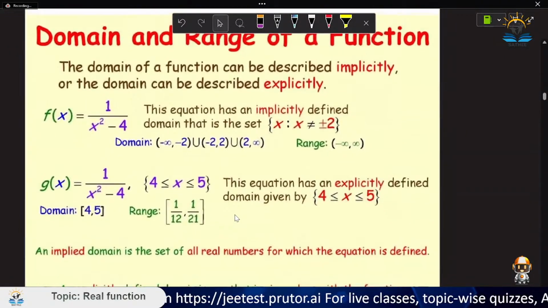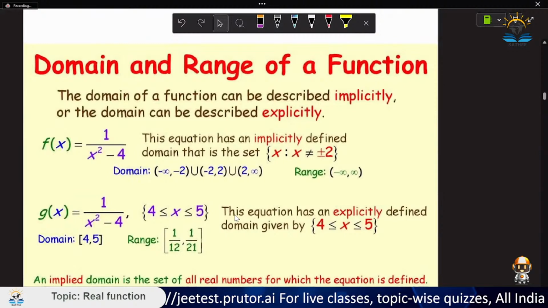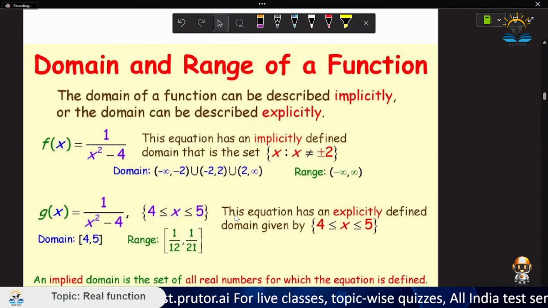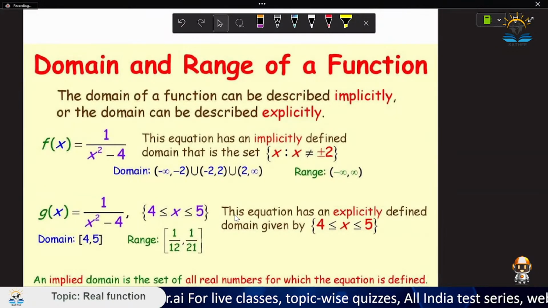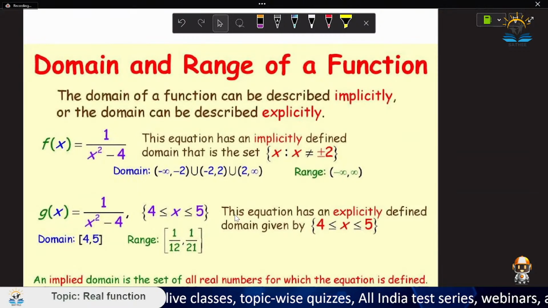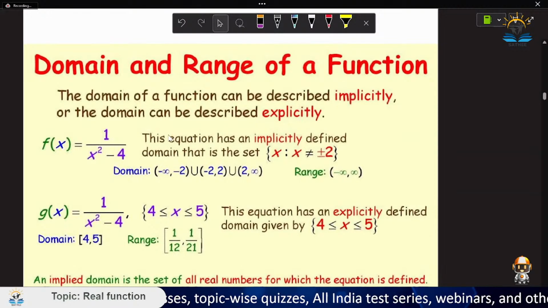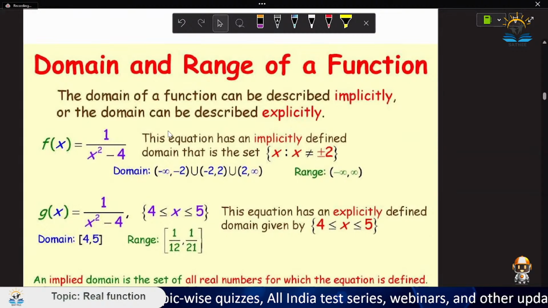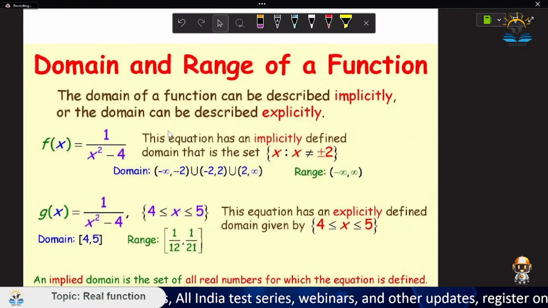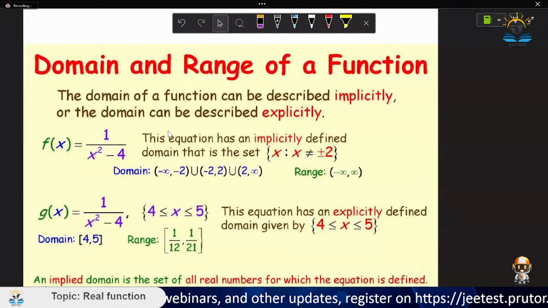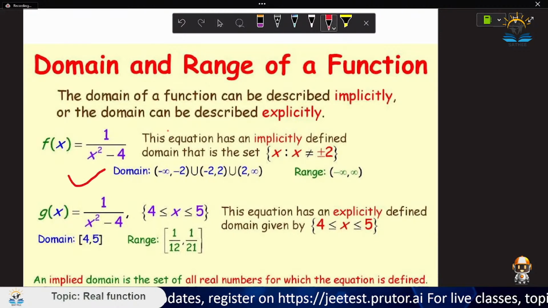Yeah. So now talking about domain and range of a function. The domain of a function can be described implicitly or explicitly. Let's see what implicitly and explicitly mean here. This equation has an implicitly defined domain, that is, the set of x such that x cannot be equal to plus 2 or minus 2. Why can we not take plus 2 or minus 2? Because at plus 2 and minus 2, the function would go to infinity, and we do not want that. We never take a function's input where the function is going to infinity. So we don't take these values.